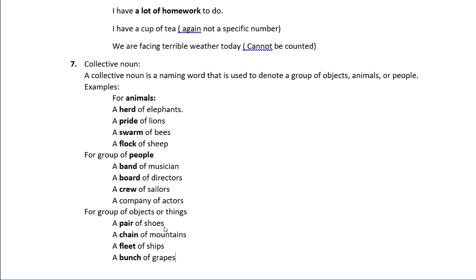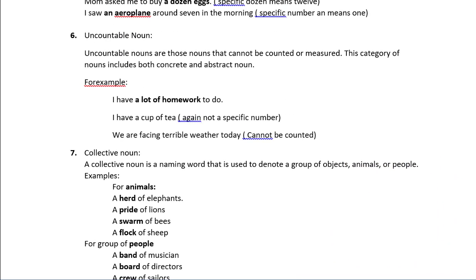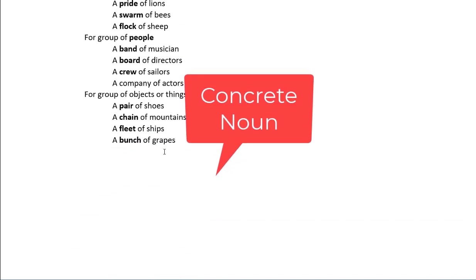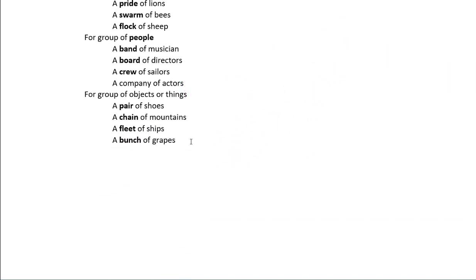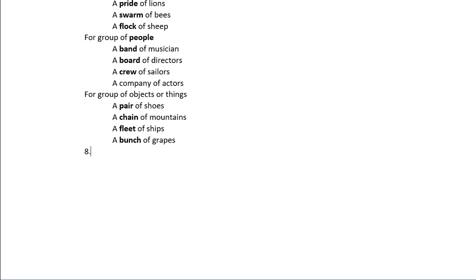Now we are moving toward the eighth part of the noun, that is the concrete noun. I told you that we will read about concrete and abstract nouns. So in the end, we are going to read more types, concrete and abstract noun. These are simpler than other types of nouns. So it would be the eighth number. What is its name? Concrete noun.